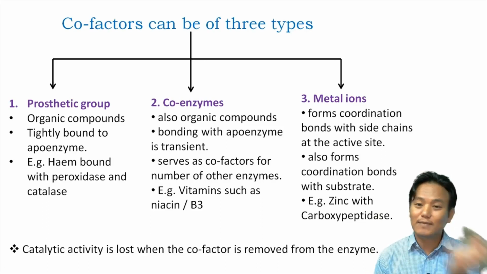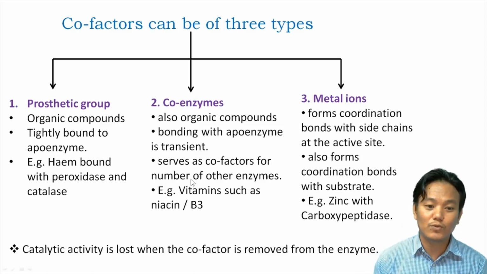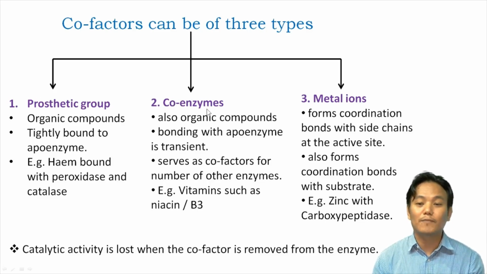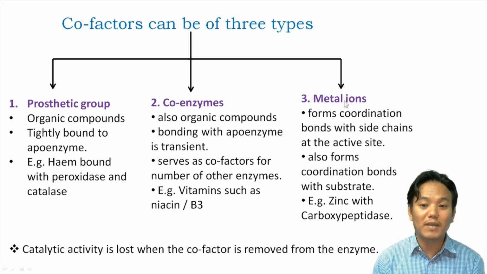Coenzymes activate enzymes. An example of a coenzyme is vitamins such as niacin, or B3. Niacin is vitamin B3. Vitamin B3 acts as a coenzyme. The third one is metal ions.